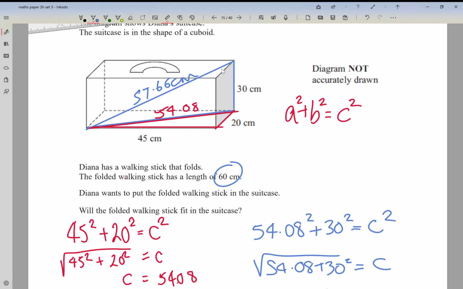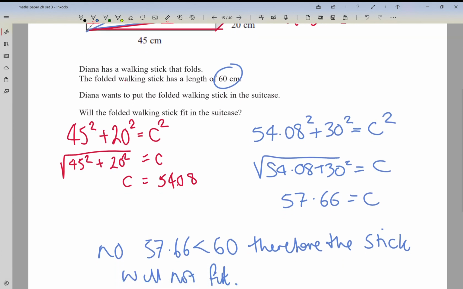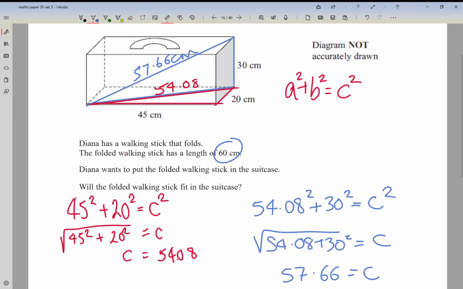So yeah, I hope that's kind of helped you out. You don't see those very often, but I think that was a really nice question to show you 3D Pythagoras.